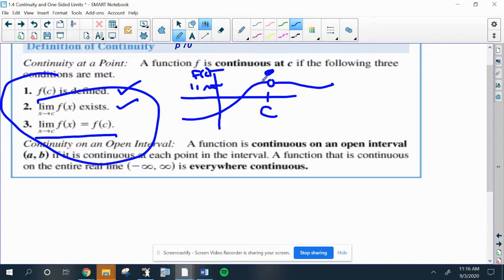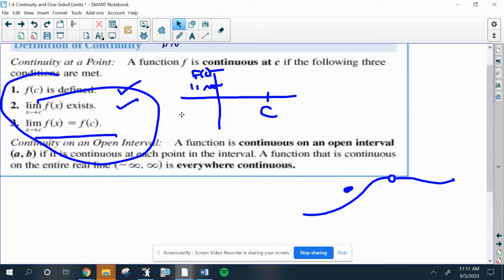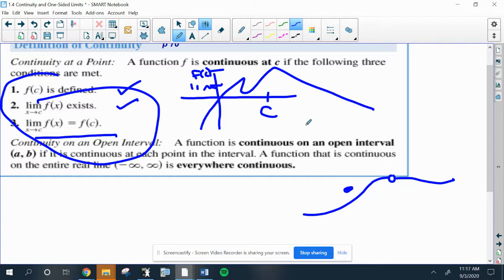And so just one last example. Let's draw a function that is continuous at c. It can look like anything. At c here, you can see clearly the function is defined. Clearly the limit exists. And the value of the limit and the function are the same thing. So this function is continuous at c, but it's also continuous everywhere else. So we would say this is continuous everywhere.